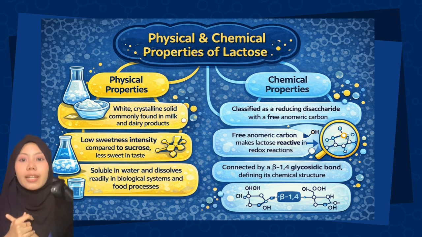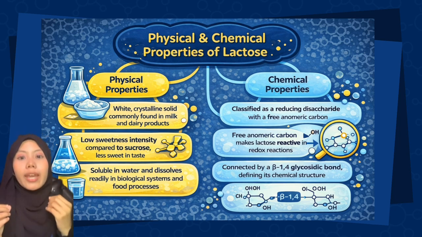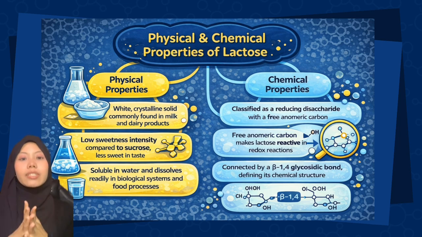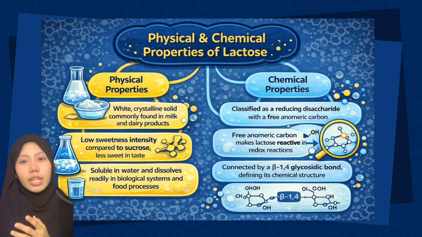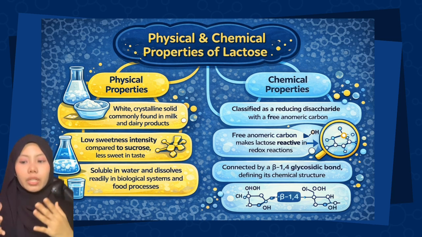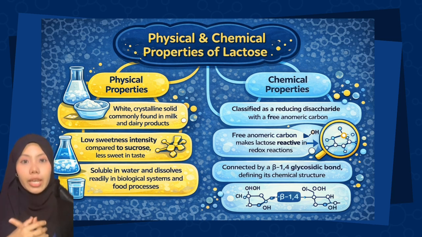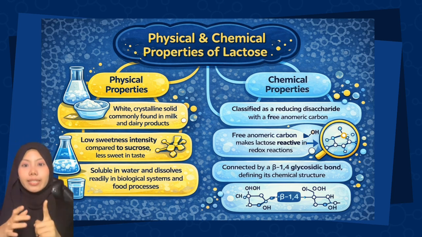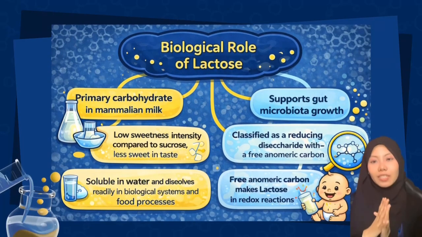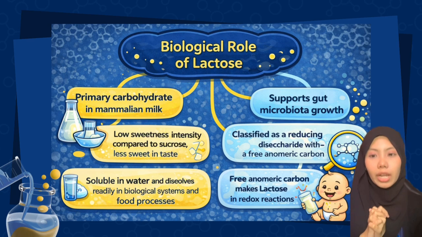Chemically, lactose is classified as a reducing disaccharide because it contains a free anomeric carbon. This free anomeric carbon allows lactose to participate in redox reactions. The two monosaccharide units in lactose are linked by a beta-1,4 glycosidic bond, which plays an important role in determining its chemical reactivity. Let's look at the biological role of lactose.